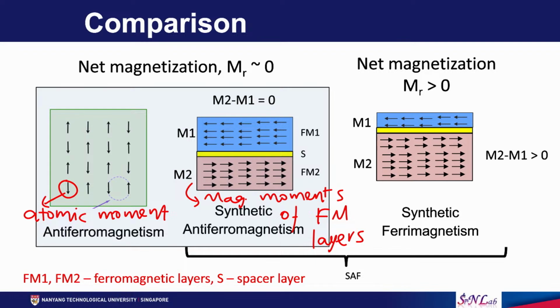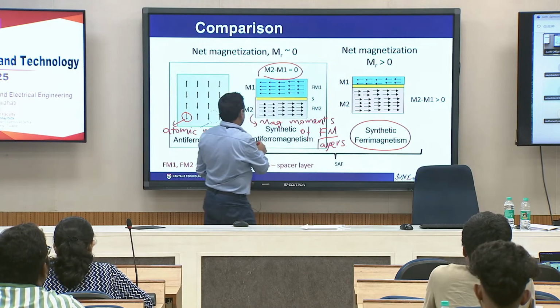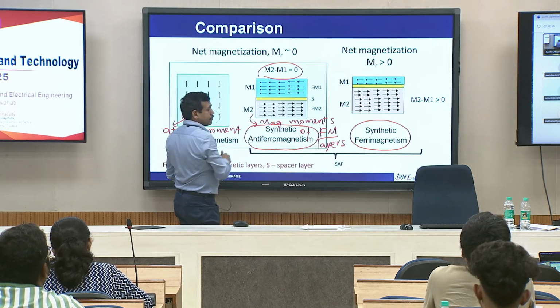So, when we talk about synthetic antiferromagnetism, we are talking about antiparallel alignment of two magnetic moments of one or two ferromagnetic layers. Okay. So, when they completely cancel each other, we can call them synthetic antiferromagnetism, and if they do not cancel each other, some people call it synthetic ferromagnetism, but loosely everyone calls both a synthetic antiferromagnetism. Whether you cancel the net magnetic moment or do not cancel, people sometimes loosely call everything synthetic antiferromagnetism.